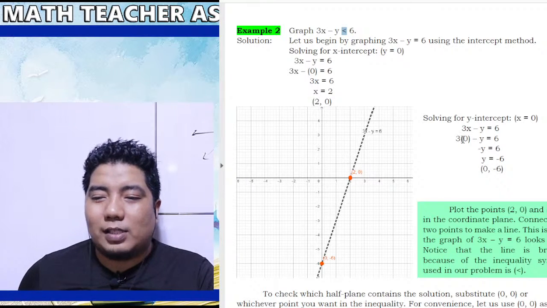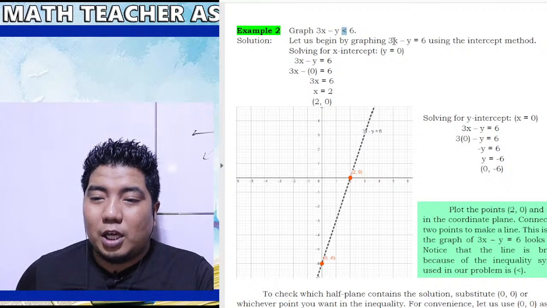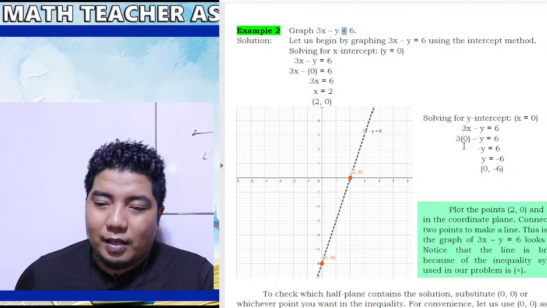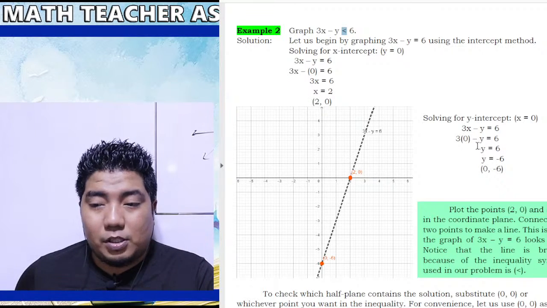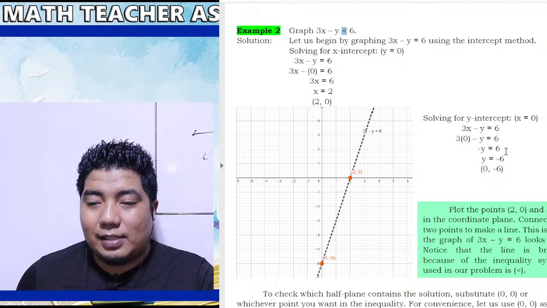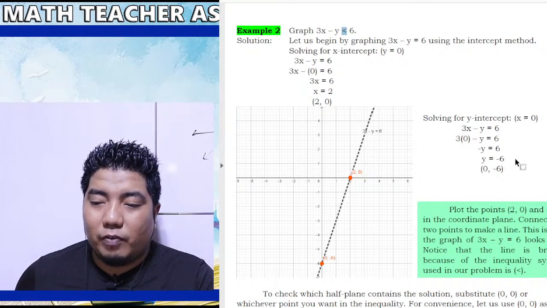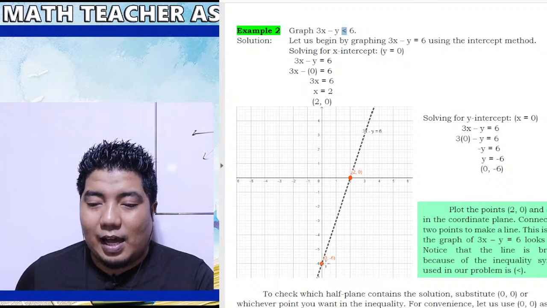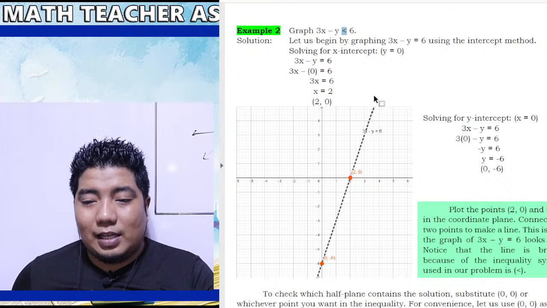How do we get the y-intercept? Basically, what you do is change your x into 0. So, what happened here: 3 times 0 minus y is equal to 6. So, 3 times 0 is 0. Therefore, negative y is equal to 6. And then, divide both sides by negative 1. So, y is equal to negative 6. So, negative 6 is the y-intercept here. Therefore, this linear inequality is increasing.